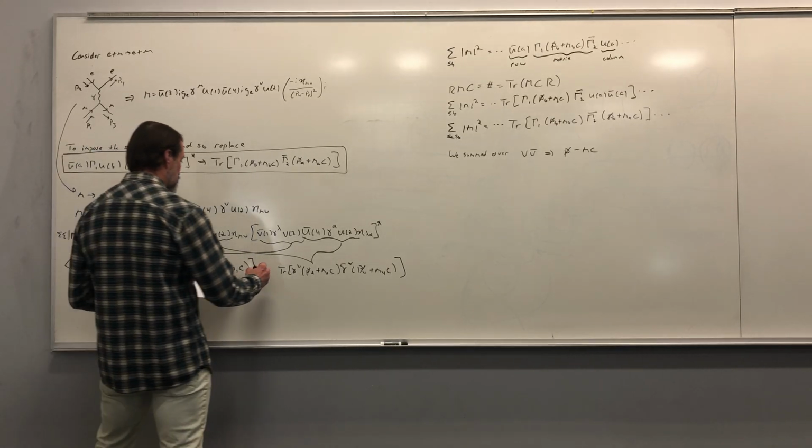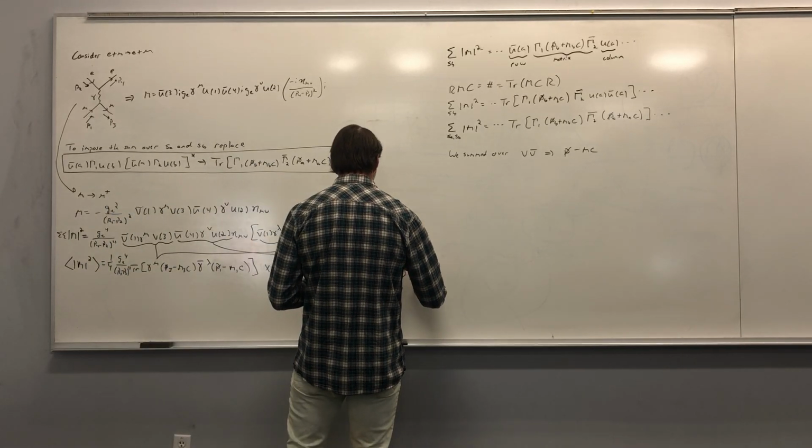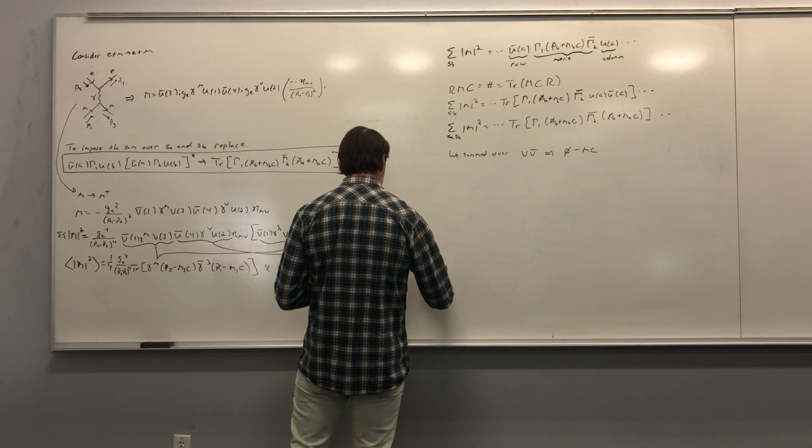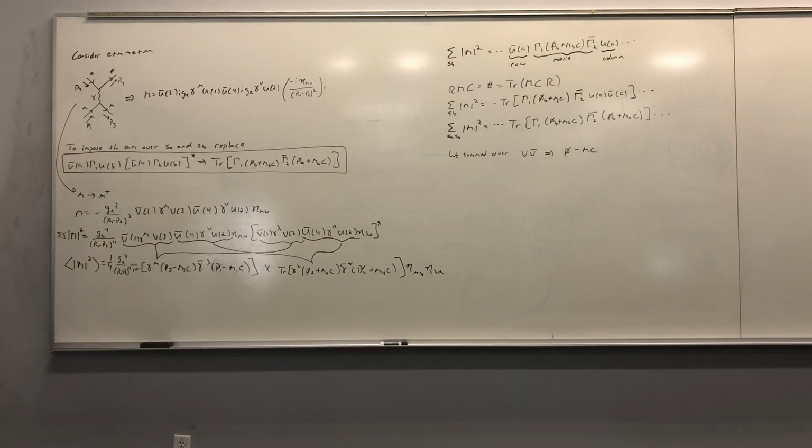And then, well, this just times this. And then I have an eta mu nu and an eta lambda alpha. So that is my expression for m squared as I would use it to calculate something.